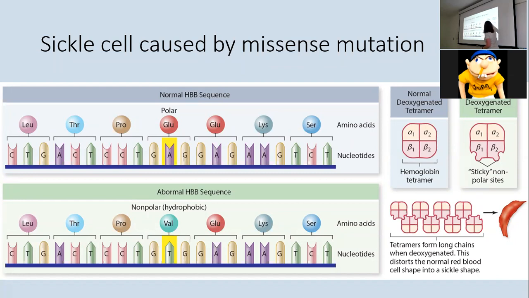We're supposed to be making a protein that looks like this. We end up making a protein that looks like this. They all get stuck together and you end up with a sickle cell red blood cell just from changing one little nitrogenous base out on this huge molecule. So it's kind of crazy how large an effect such a small change can have.